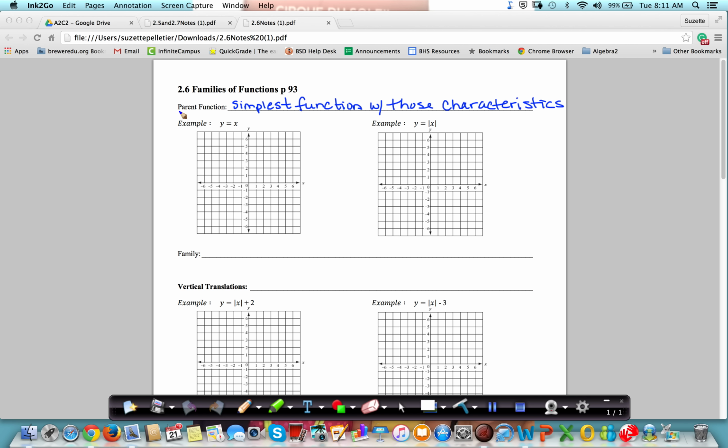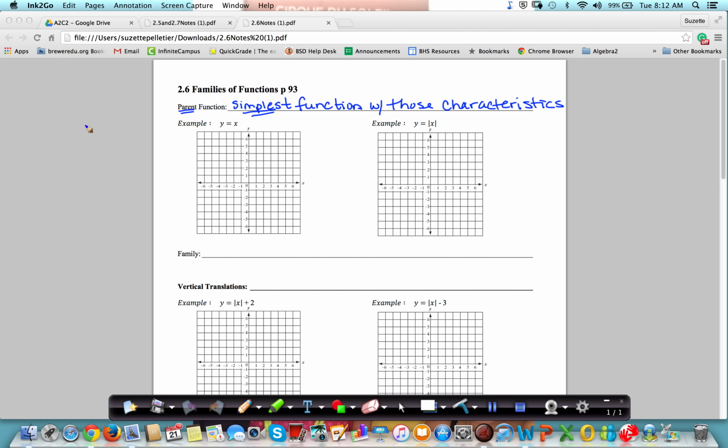So the parent, right? It's the simplest of all of those functions. So it's the one that starts directly at the center. It's the one that has the most basic slope, the most basic shape, and every other function that is similar to that function is a member of that family. So it has been transformed in some way. So I want you to think back to geometry, and I want you to think back to the definition of translation, okay? So this is the parent function, y equals x.